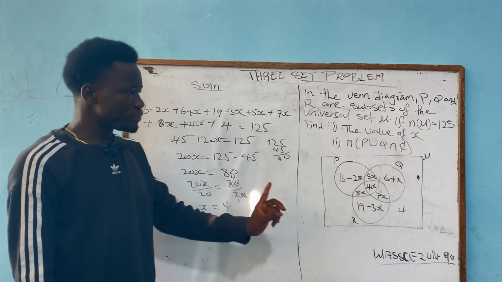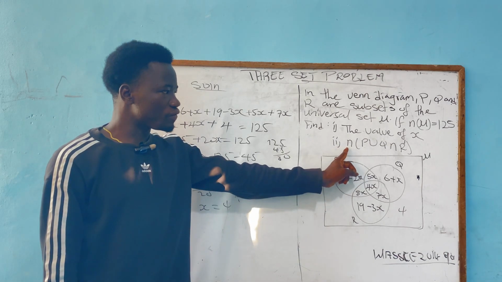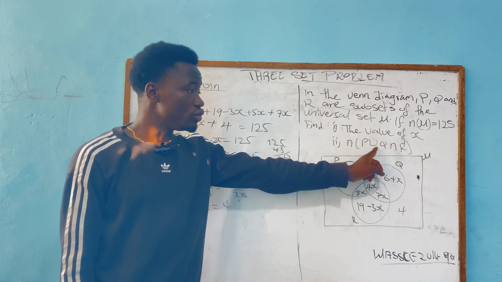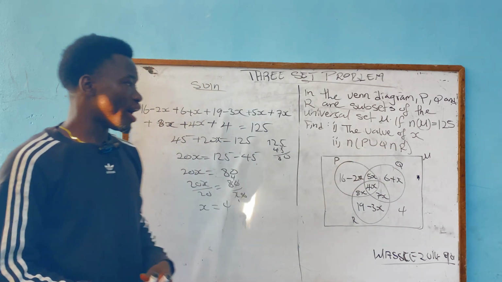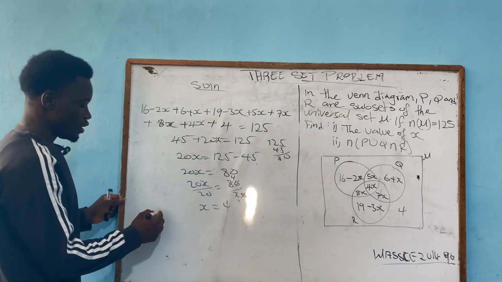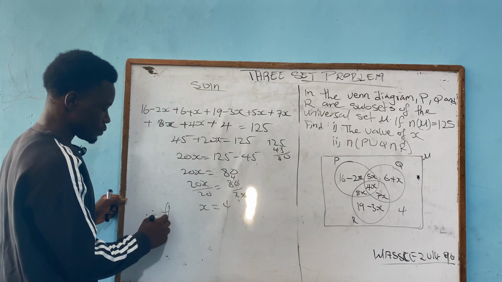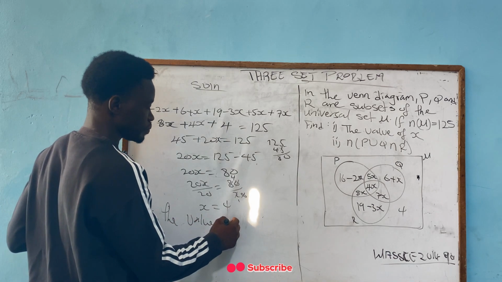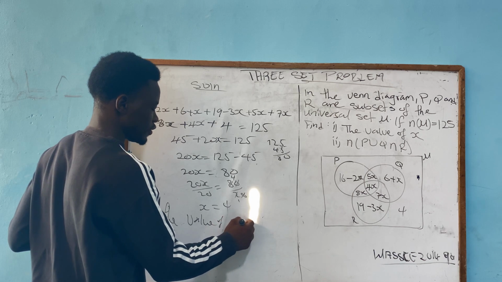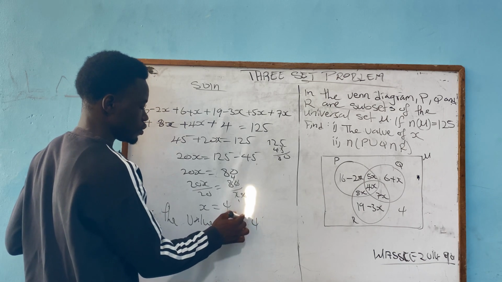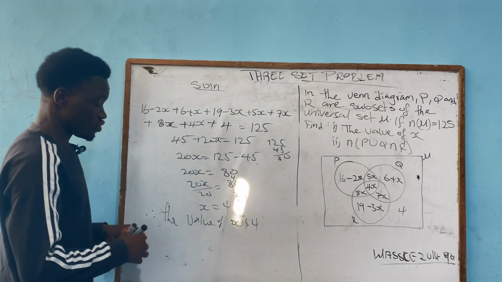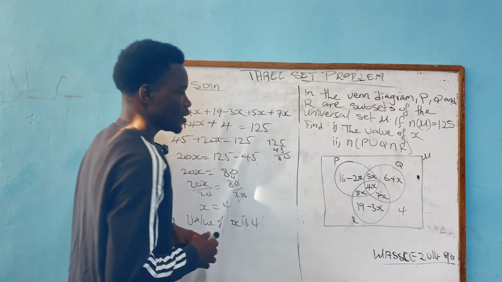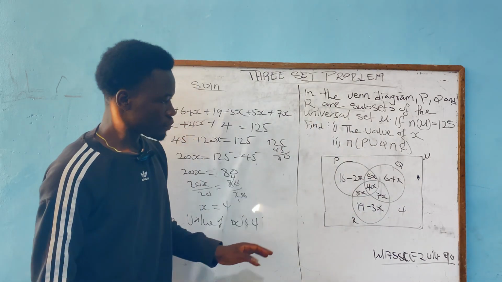Now again, the other part says that we find P union Q intersection R complement. So remember here, you have to draw the conclusion. Therefore, the value of x is equal to 4. So it also takes some marks. Now we have to get this. I will use the diagram to explain.